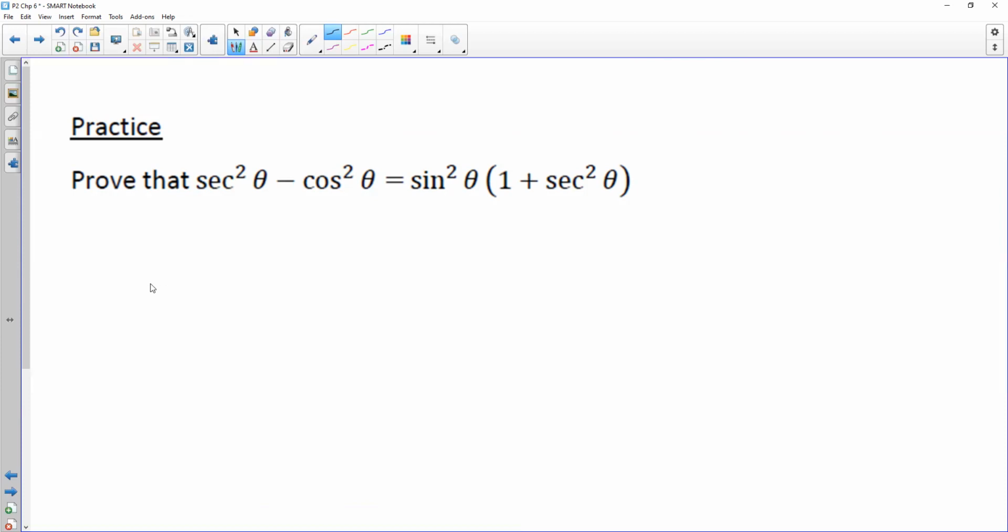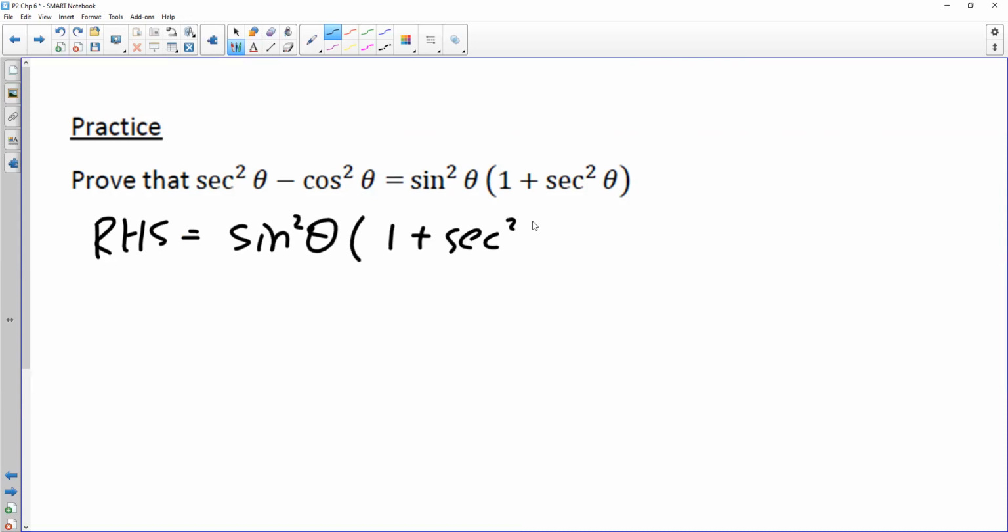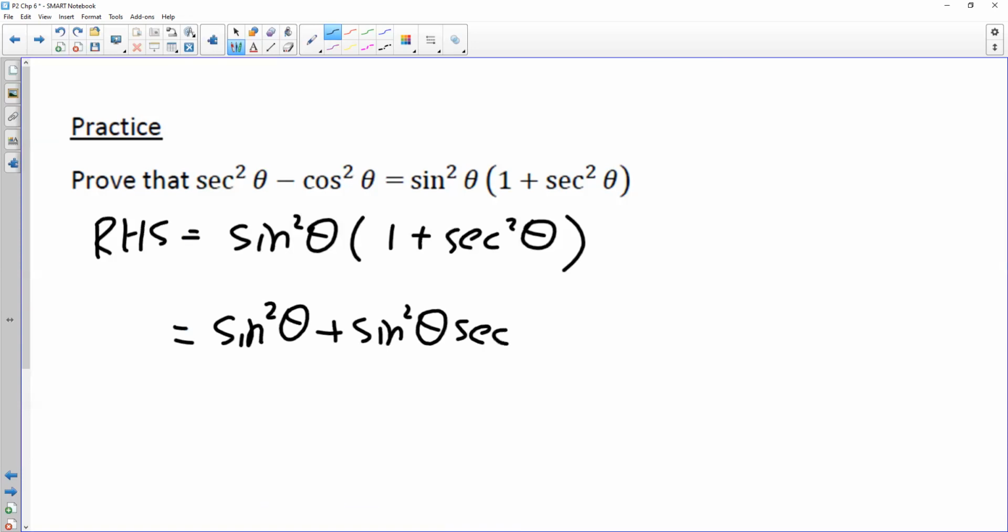In this question, I'll probably start from the right hand side. The reason I want to start from the right hand side is because I see a bracket, 1 plus sec squared theta. When we see a bracket, we expand it. When we see a burger, we eat it. Or when we see homework from Mr. Fan, we do it. Same thing. Expand the bracket: sine squared theta plus sine squared theta sec squared theta.